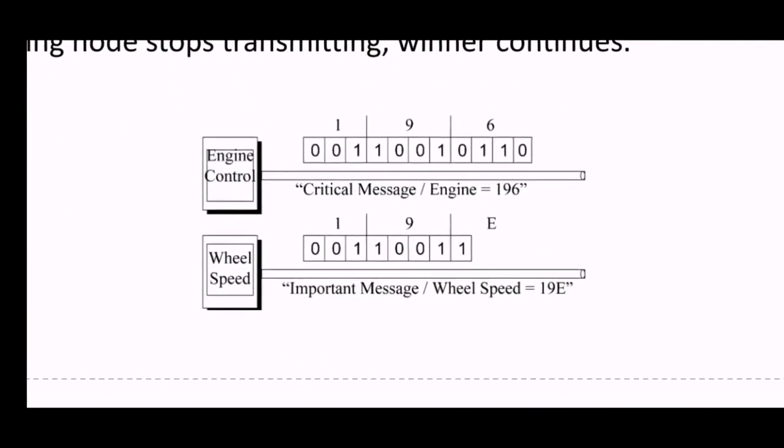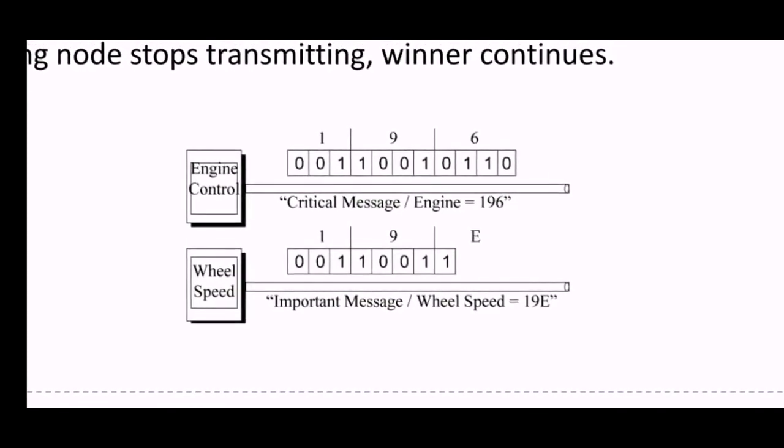See here, the engine control ID is 196, and the wheel speed ID is 19E. So both will transmit at the same time. So how will the arbitration occur?